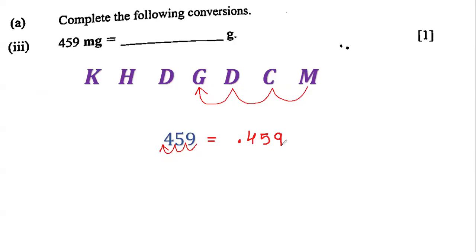So this is gonna be equal to 0.459. Again, I move it over 3 times, 1, 2, 3. The decimal point was behind the 9. Now the decimal point is in front of the 4. However, we can put a placeholder. What is usually the placeholder we can put? 0. Very good. So it's gonna be 0 point 459. That's gonna be our answer.